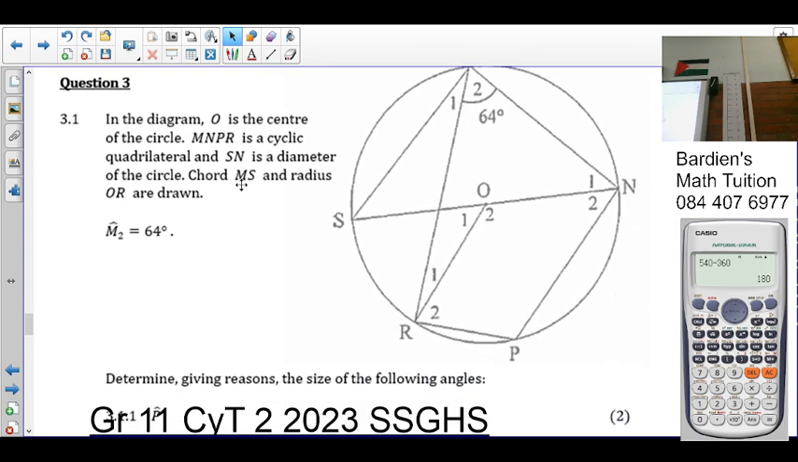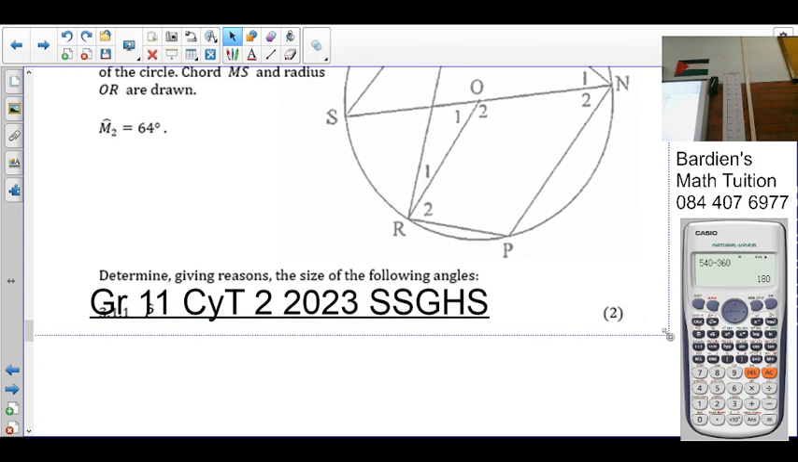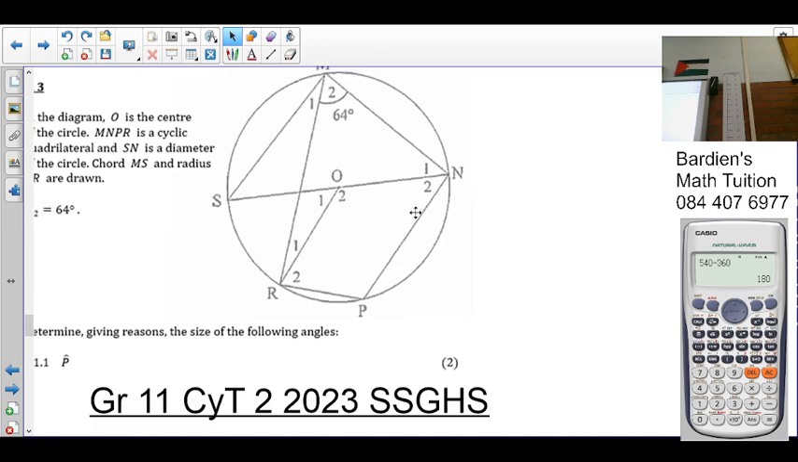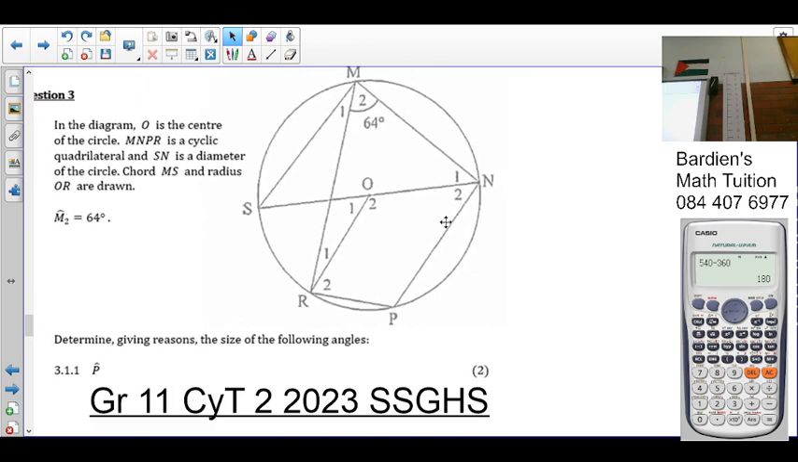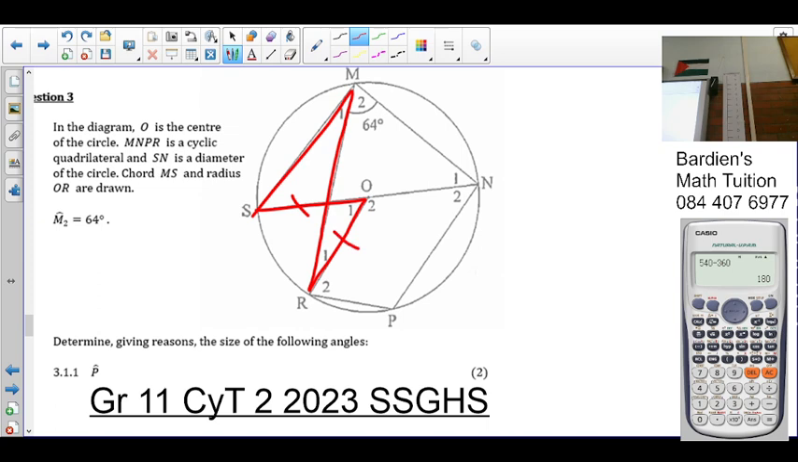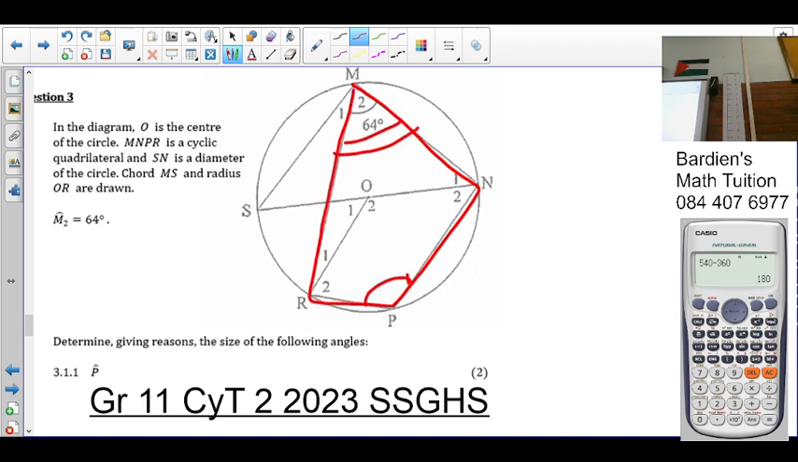Let's look at question 3.1. In question 3.1, we are told in the diagram, O is the center of the circle, MNPR is a cyclic quadrilateral. So if O is the center of the circle, angle at center is twice angle at circumference. Okay, many other things we can derive from here, that lengths are equal and so on. Then we are told that MNPR is a cyclic quad, which means to say that angle plus that angle is equal to 180 degrees and many other things, okay?